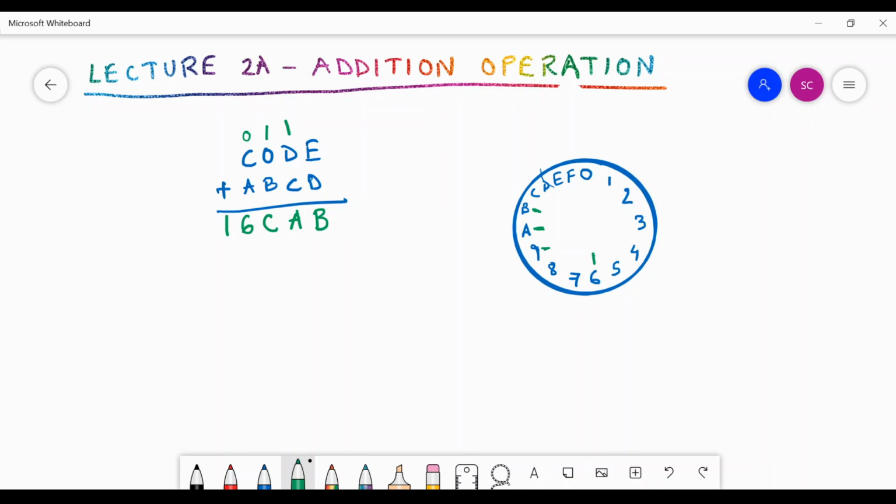So 16CAB. So I urge you to do the decimal equivalent and verify whether this algorithm has given the correct answer. I'm sure that it will give the correct answer. But if something is wrong here, you should check back whether we have done this correctly or not, because I'm not doing it from my notes. I have just done it from my head. There might be some issue. Let us double check once, just to be certain that we have not made any mistake.